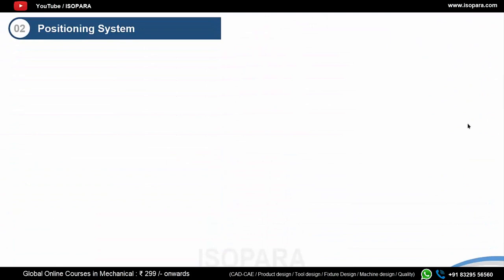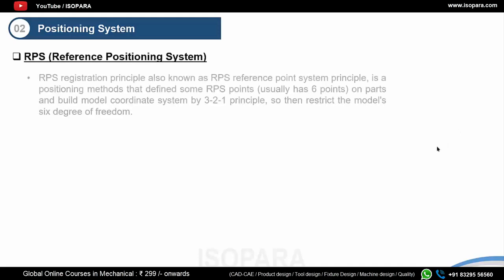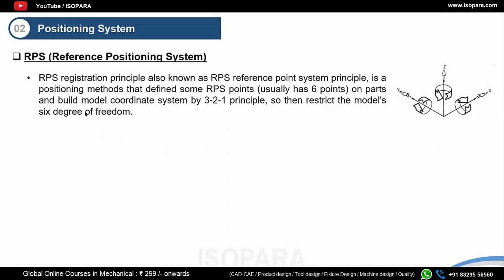Okay, so moving on to the positioning system, there are multiple positioning systems that are used. The first one is RPS or reference positioning system. The RPS registration principle, also known as RPS reference point system principle, is a positioning method that defines some RPS points, which are usually 6 points on parts, and builds the model coordinate system by the 3-2-1 principle. So then it restricts the model's 6 degrees of freedom.